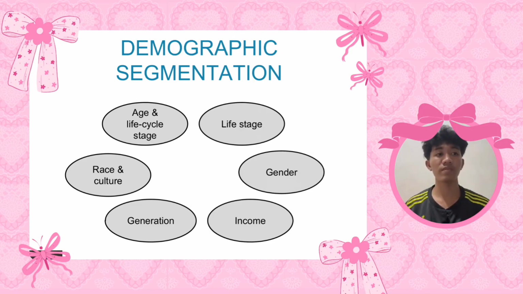There are six types of demographic segmentation. The first one is life stage, which focuses on key life events. The next one is gender, which targets based on male, female, or non-binary identities. The next one is income, categorized by earning levels and purchasing power. The next one is generation, divided by generational cohorts, Gen Z, Millennial, and so on. The next one is race and culture, segments based on ethnicity and traditions. And the last one is age and life cycle stage, grouping consumers by age and life progression.